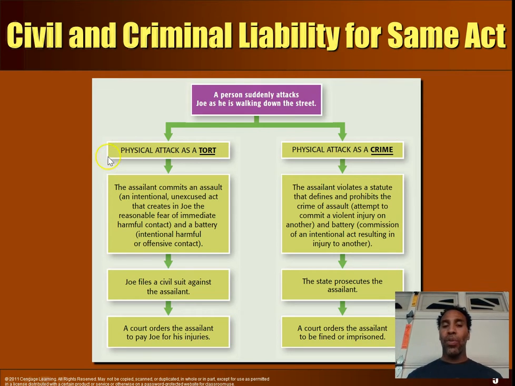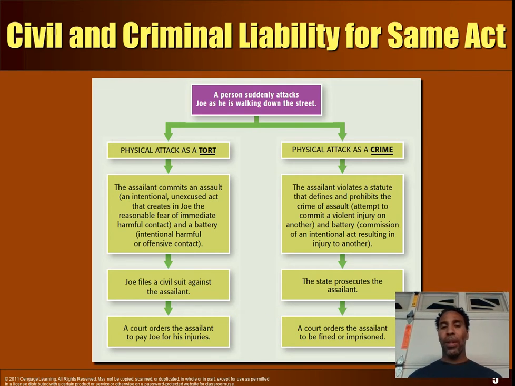Joe files a civil suit against the assailant, right? So Joe is the plaintiff, files it against the defendant, who is the assailant, and then the state prosecutes against the assailant on the criminal side. And the court orders the assailant to pay Joe for his injuries, right? I had my hospital bills, pain and suffering, things of that nature. Then the court also orders the assailant to be fined or imprisoned, right?